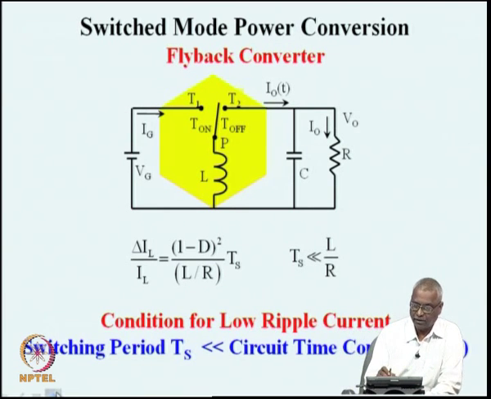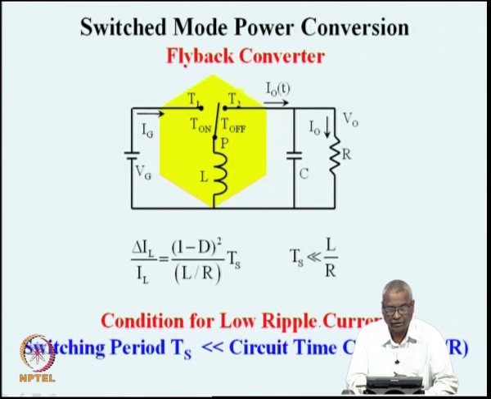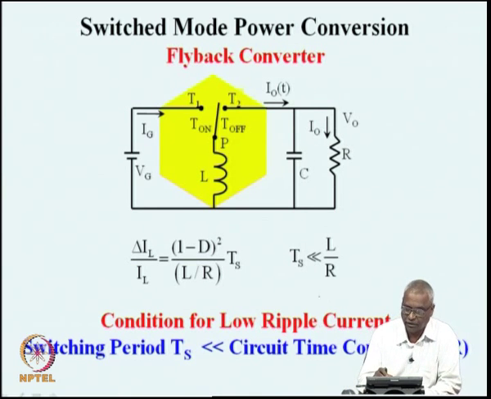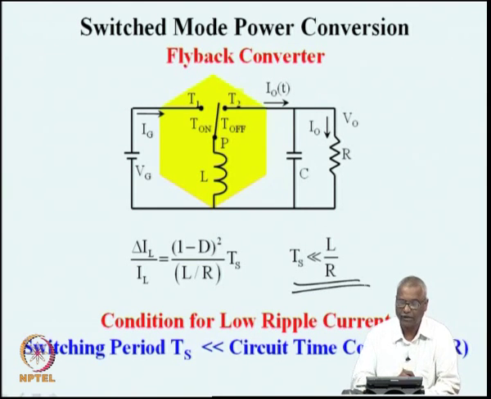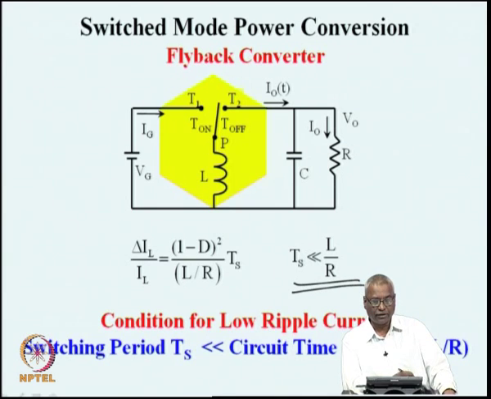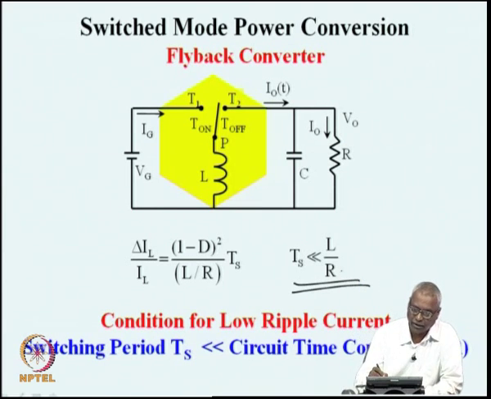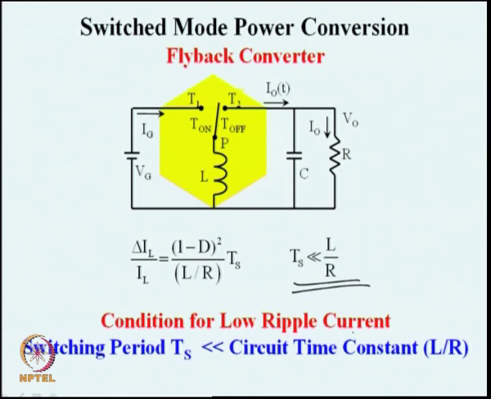So, for low ripple current, for the inductor current to reach the ideal condition, it is necessary that this inequality is met better. If Ts becomes a smaller and smaller fraction of L by R, then our inductor ripple current will go towards 0. So, the design criterion is that the switching period Ts must be very small compared to the circuit time constant L by R.